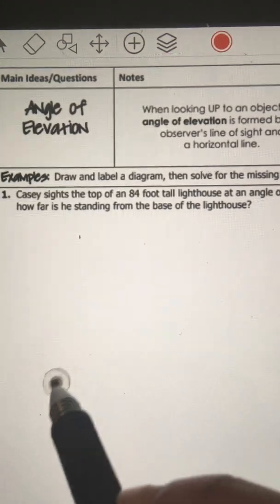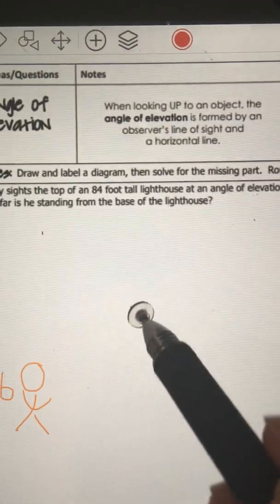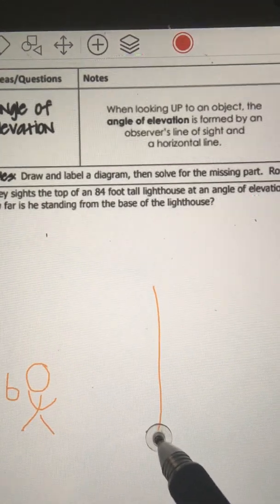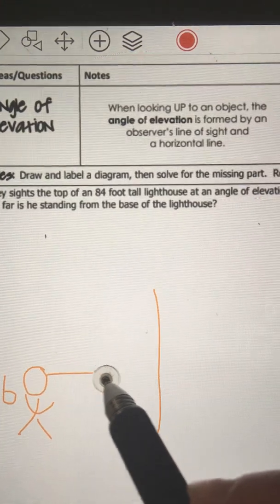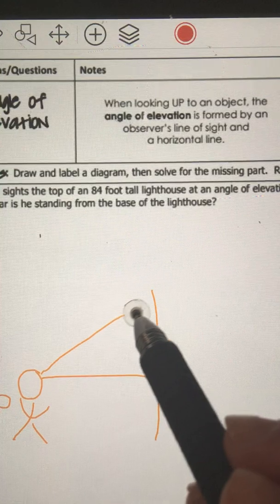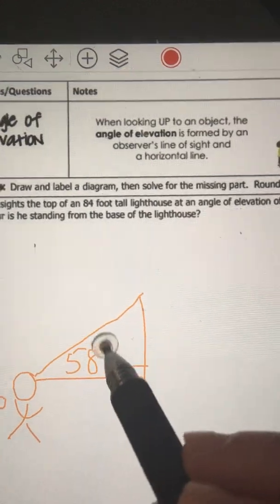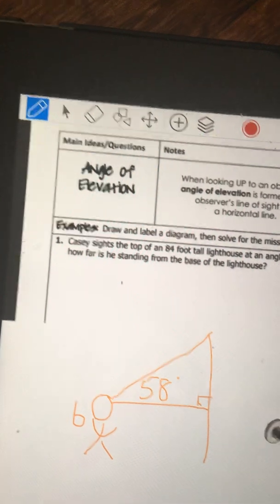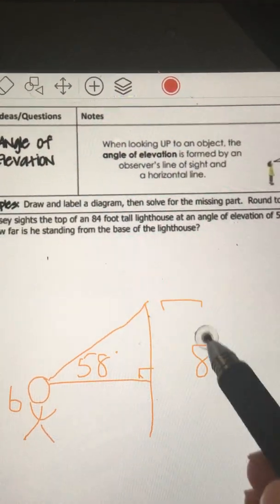So let's draw a little person here. You don't have to. We know he's 6 feet. We'll draw our lighthouse here. And then the line of sight would be starting from a horizontal line there, coming from their eye, going up to the top of the lighthouse. And it says this angle is 58 degrees. We know the lighthouse is 84 feet tall. So this whole thing over here is 84.